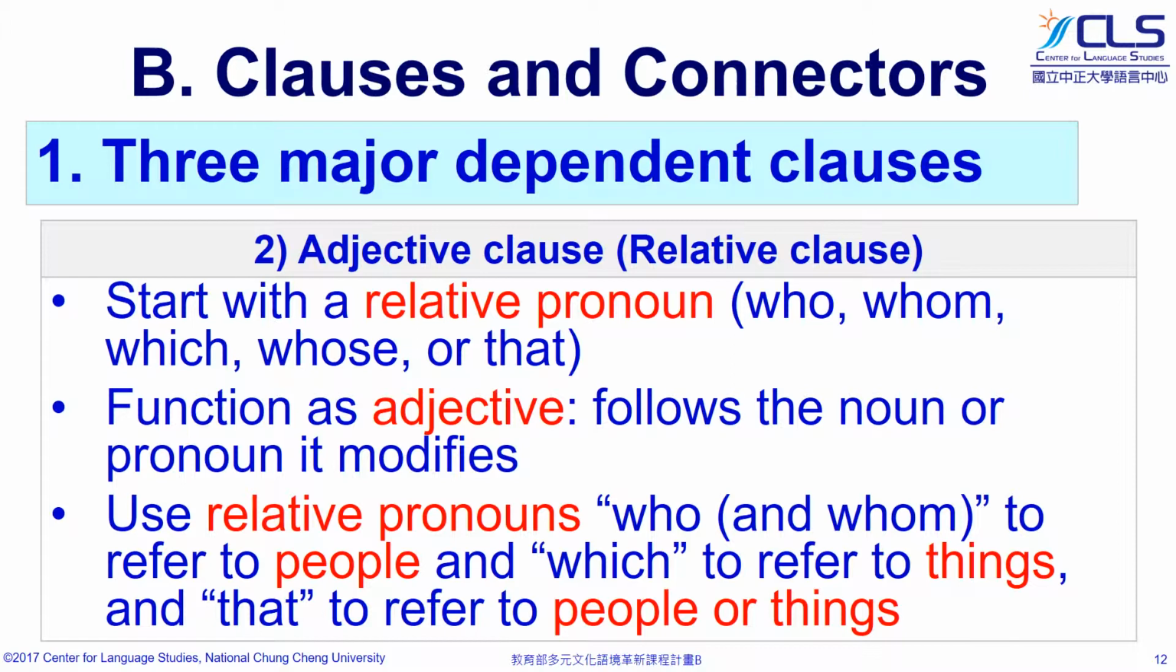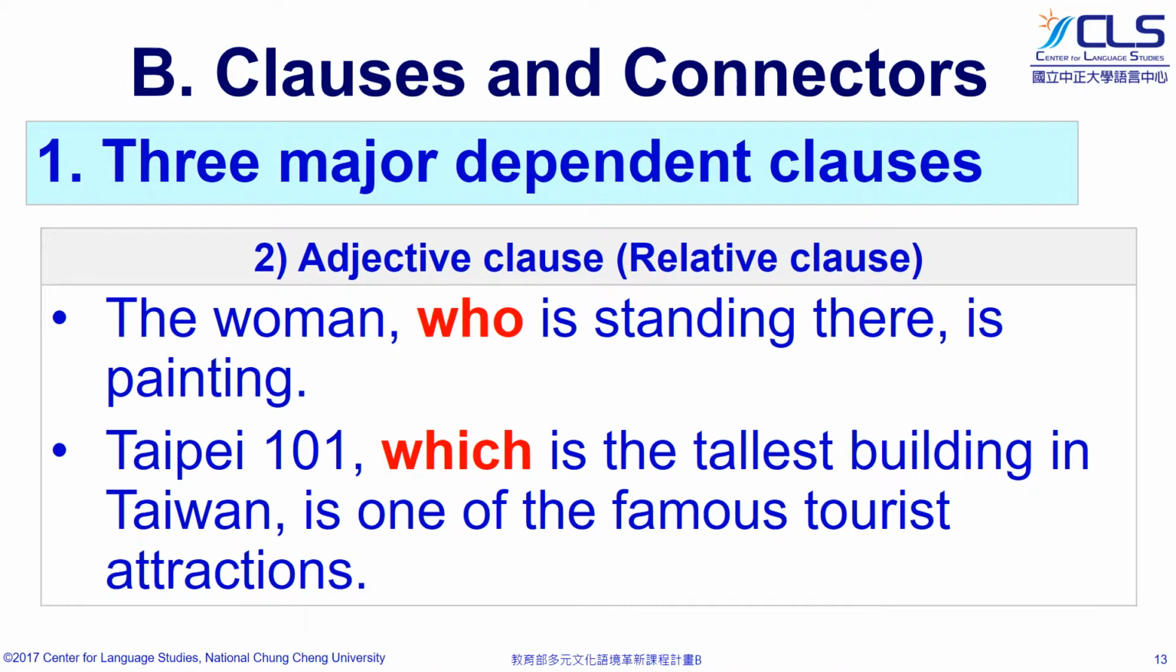To refer to people, we use the words who and whom. To refer to things, we use which, and that can be used to refer to people or things. For example, the relative clauses starting with the relative pronouns who and which are used to modify the woman and Taipei 101.